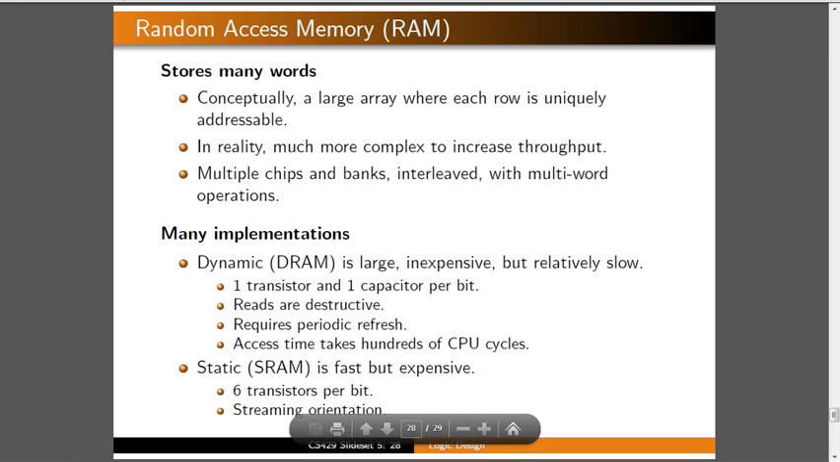Next is your static RAM. It is very fast, but it is expensive. So this is the advantage: it is fast, but the limitation is that it is expensive. Static RAM requires 6 transistors per bit. Then the second point says streaming orientation. So there are two types of RAM, dynamic RAM and static RAM.